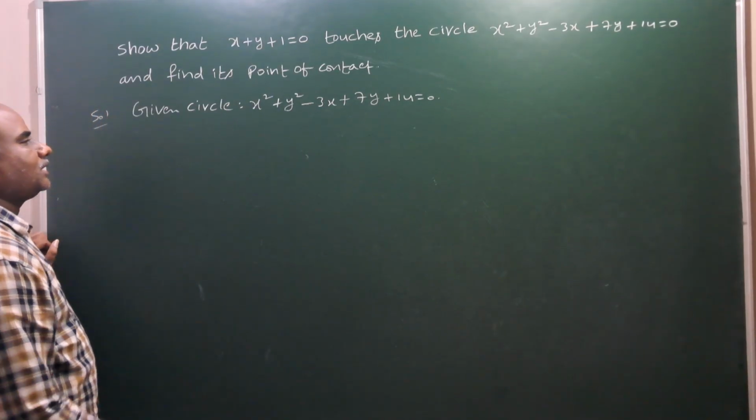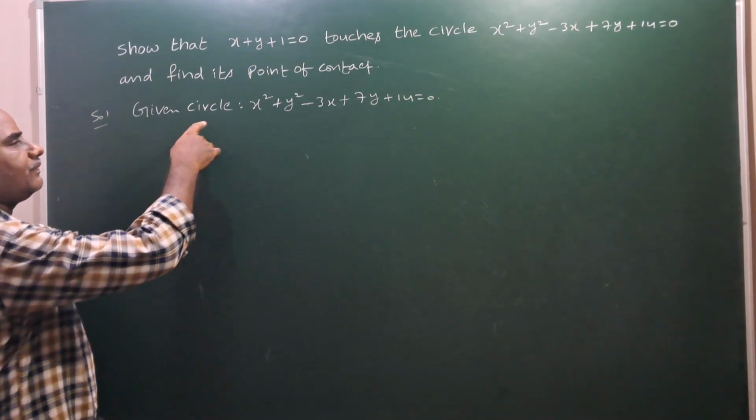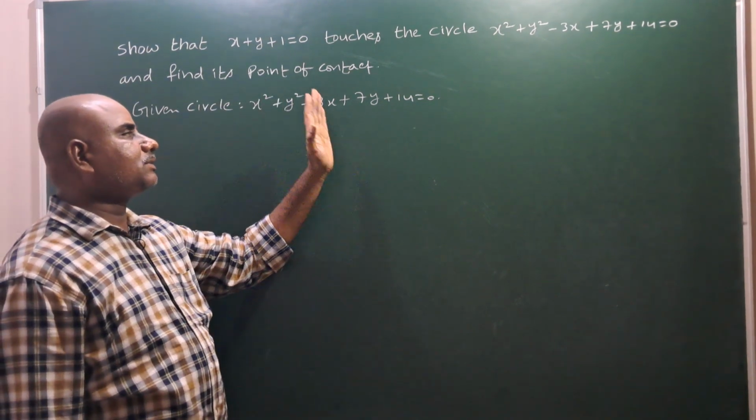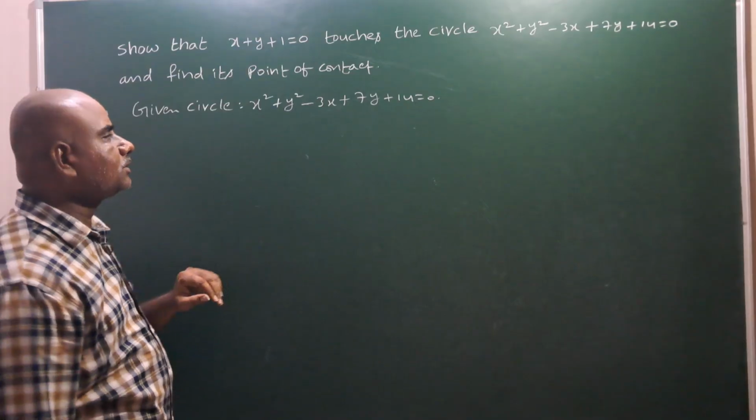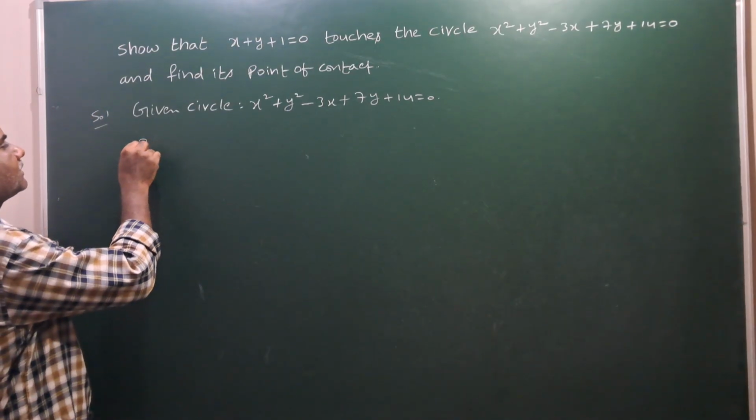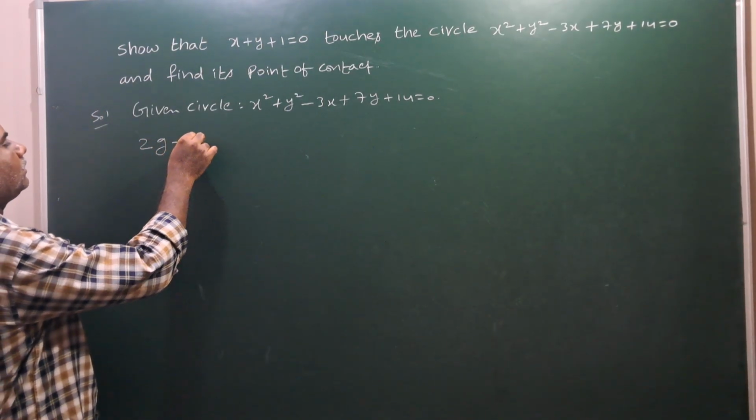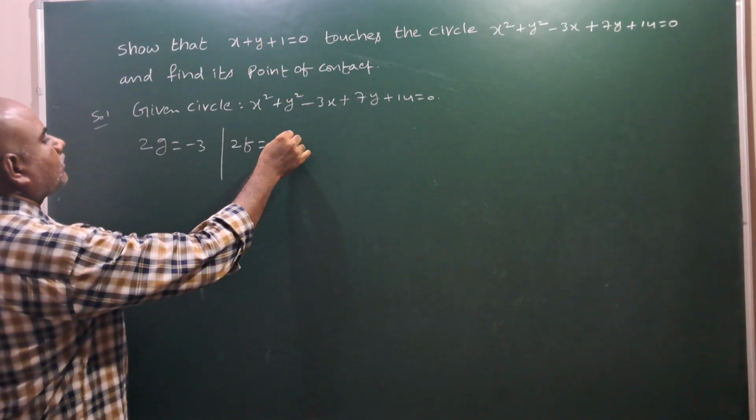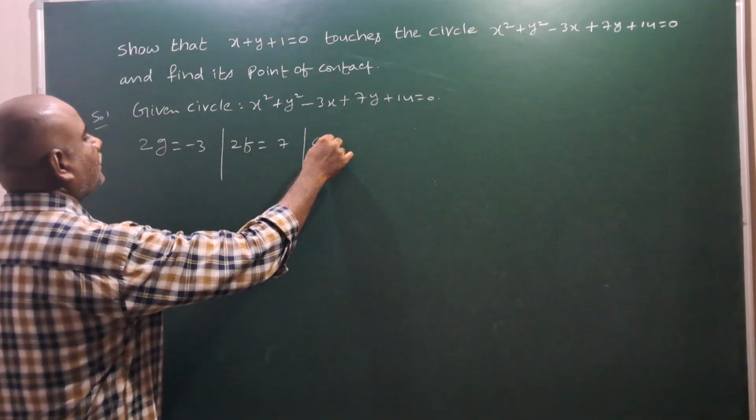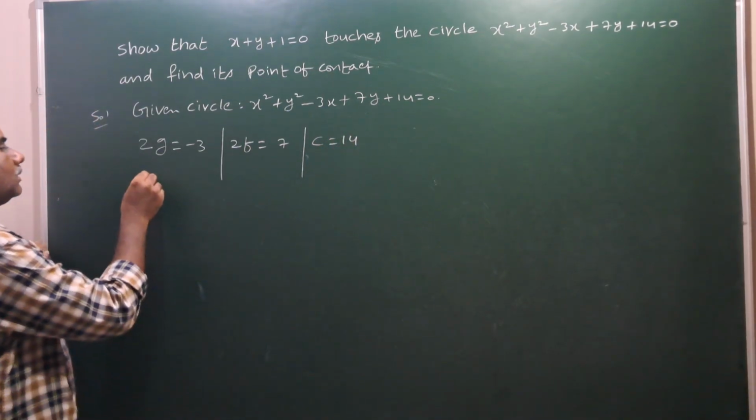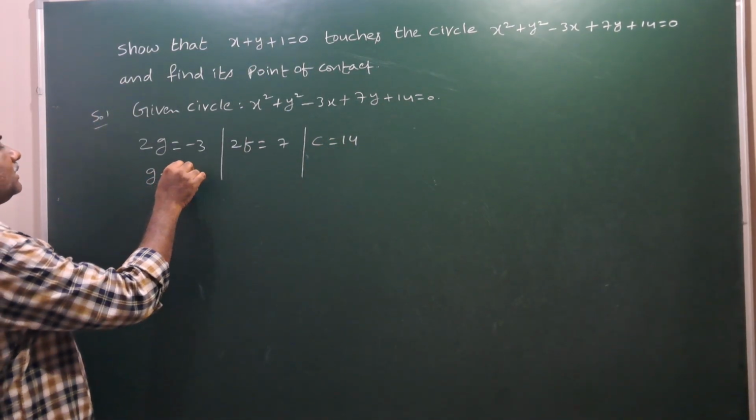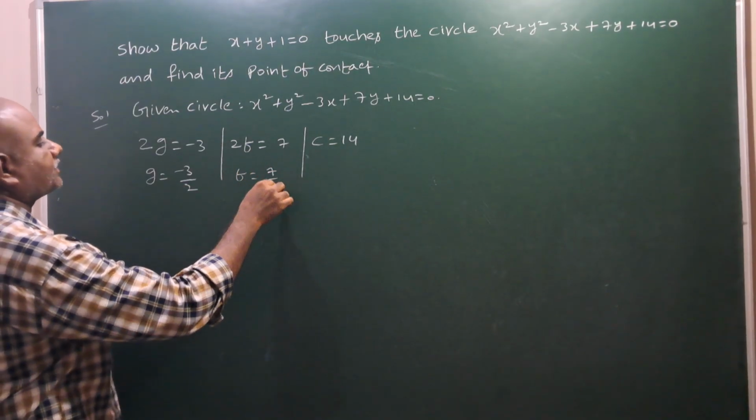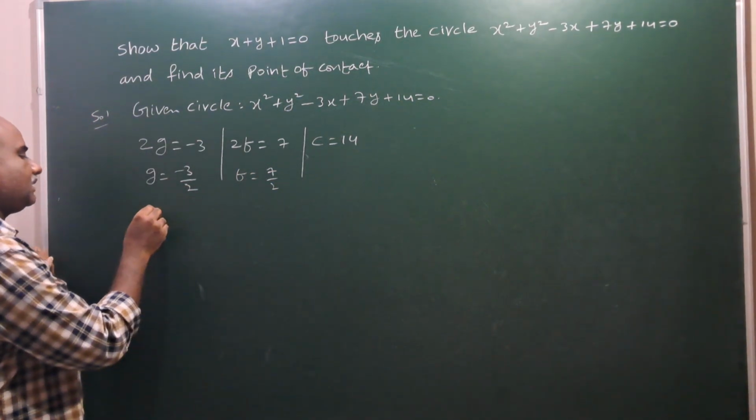So for that purpose we have to compare the given circle with the general form x² + y² + 2gx + 2fy + c = 0. Now we write the values like this: 2g = −3, 2f = 7, c = 14. So from this we have g = −3/2, f = 7/2. Okay, now write the center.